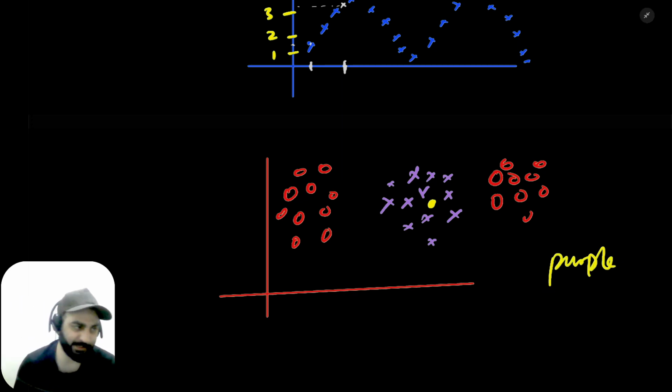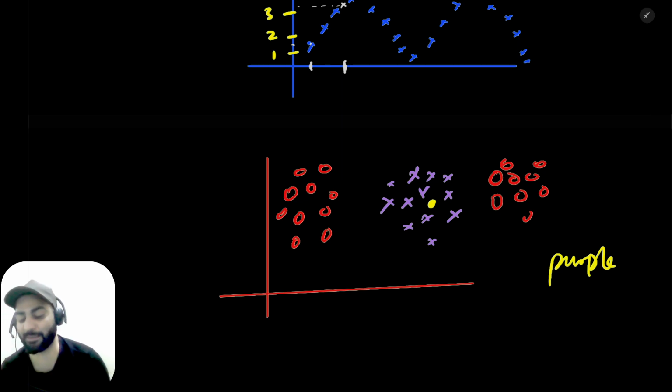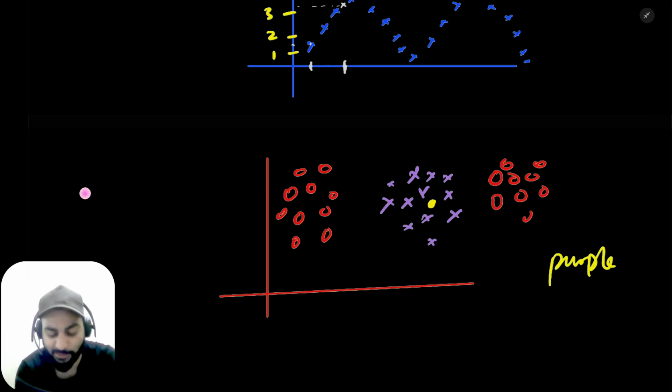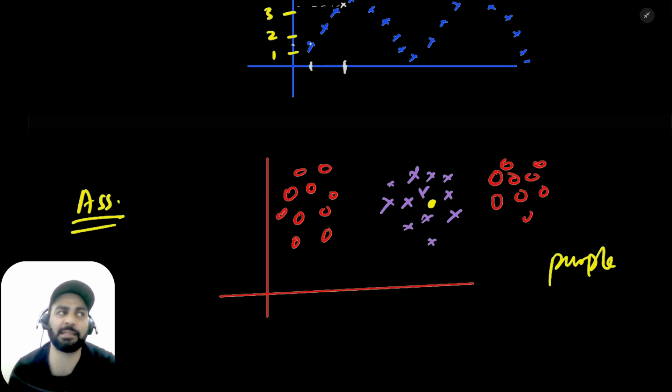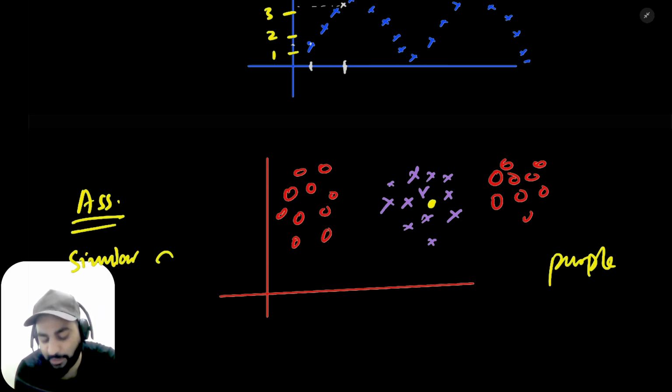Again, you made an assumption. What is the assumption you made? It's a really good assumption, I won't say it's a bad assumption. The assumption here was that if the point is lying near some points which are in its neighborhood, then it belongs to that class. So this was the assumption you made. Similar points are clubbed together. Similar data points are clubbed together.